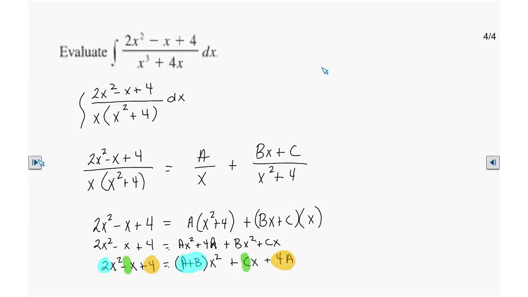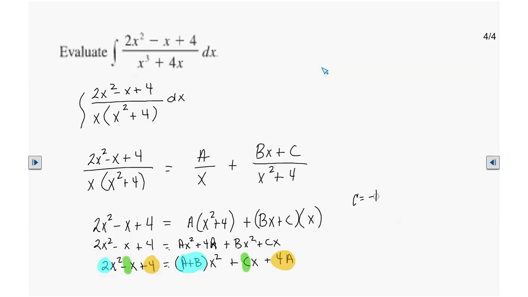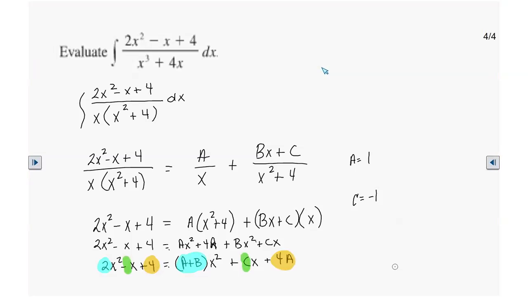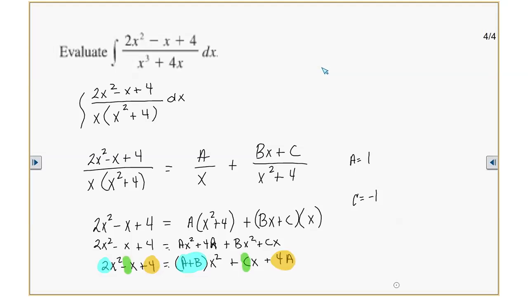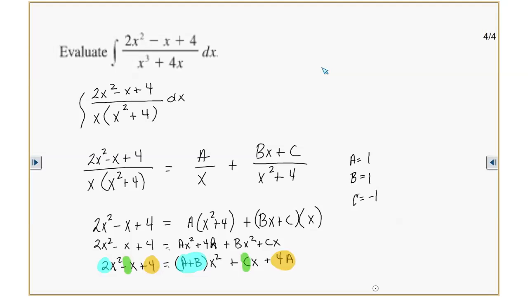So, what is everything equal to? Well, one good thing is C is equal to what? C is equal to -1. A is equal to what? A is equal to 1, right? And now you can take A and plug it in: A plus B is equal to 2, 1 plus B is equal to 2, B is equal to 1. Y'all check me. Okay. And now you just plug and chug.